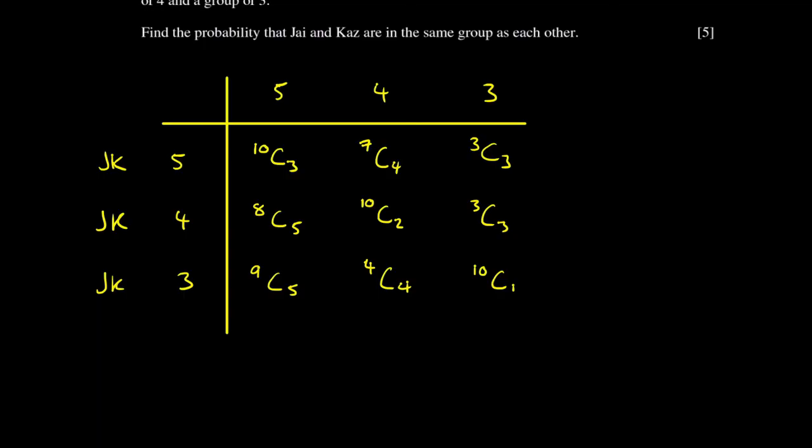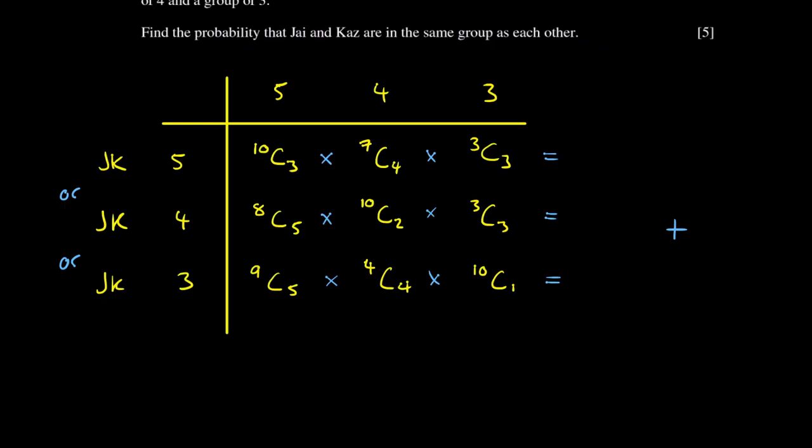Now, for each of these cases, what I've got to do is multiply them together. Okay, so I'm going to multiply like that. Okay, and then having multiplied all these, I'm going to get 3 different values for each of the cases. And then having done that, what have I got to do? I've got to add up all of these values. Now, why do I add up? Because I've got 3 different cases, right? Either J and Kaz are in the group of 5, or they're in the group of 4, or they're in the group of 3. Okay, so therefore we are going to add up all of those cases.